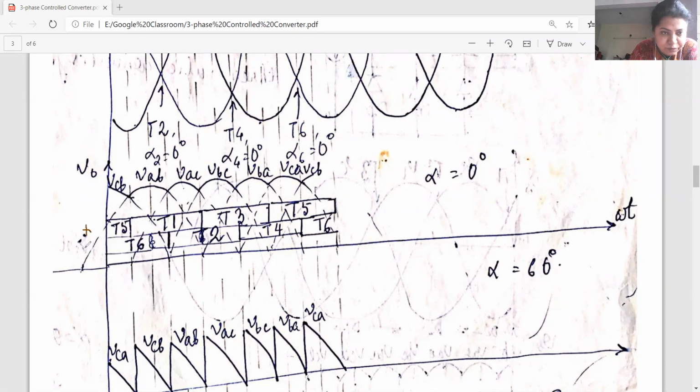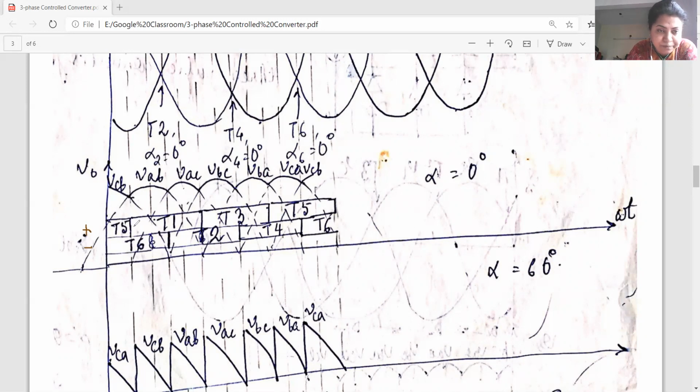These are the positive group thyristors and these are the negative group thyristors. Okay. So positive group thyristors, from here to here T5 is conducting, from here to here T1 is conducting, from here to here T3 is conducting, and from here to here T5 is conducting. Means they are forward biased in this particular instant. If gate signal is applied, these thyristors will conduct.